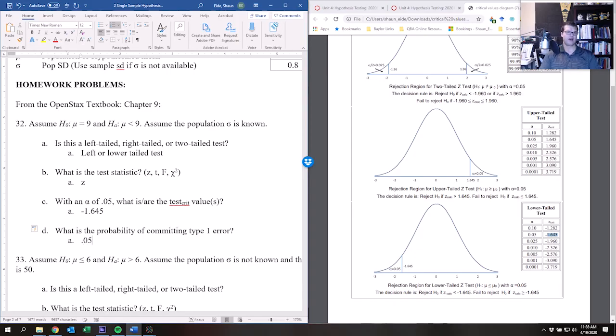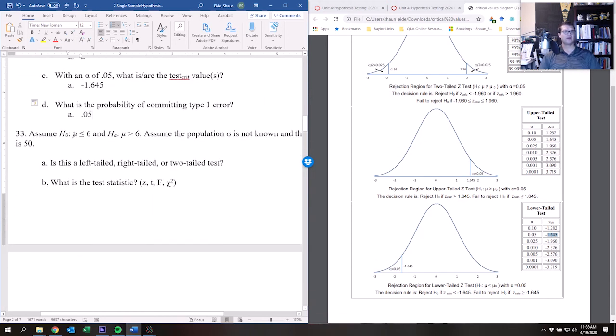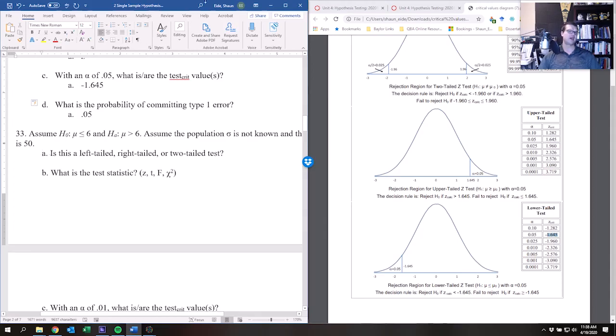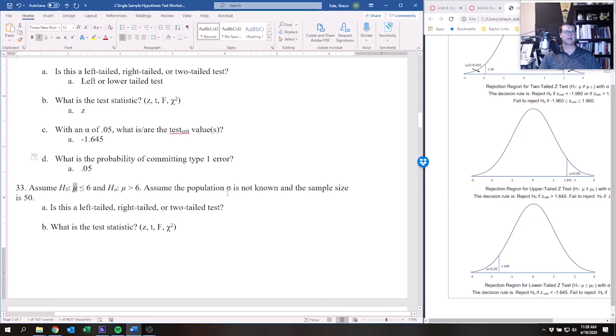Next, assume the null hypothesis is that the population mean is less than or equal to 6, and that the alternative hypothesis is greater than 6. Assume the population standard deviation is known and that the sample size is 50. Is this a left-tailed test, right-tailed test, or two-tailed test? Well, once again, take a look at the alternative hypothesis. Based on the alternative hypothesis, it is a right-tailed test, or upper.